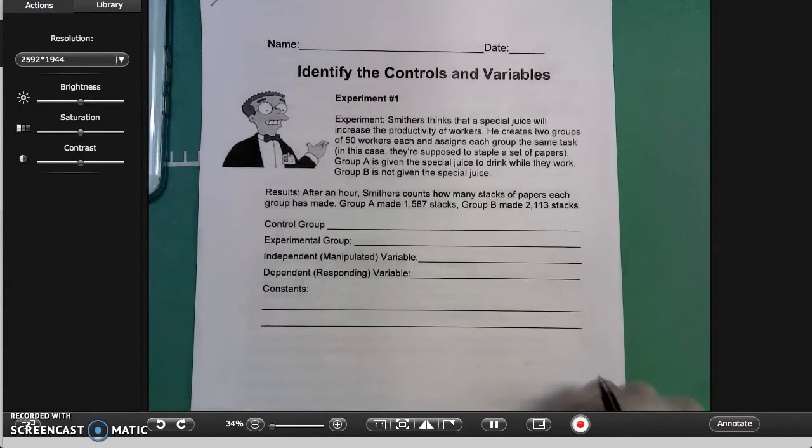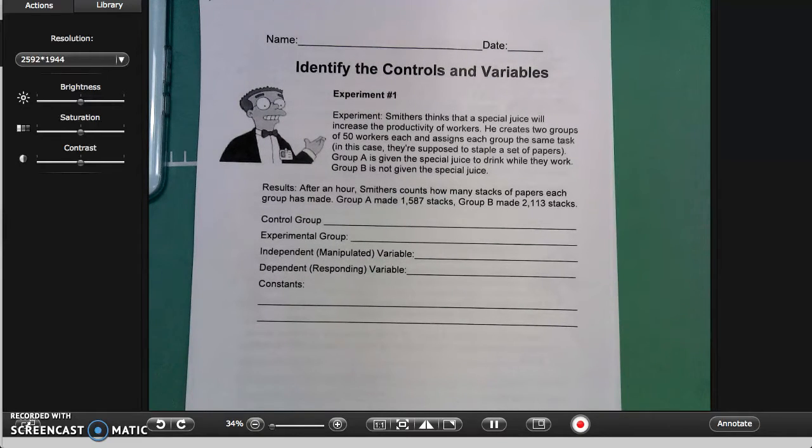So for experiment 1, Smithers thinks that a special juice will increase the productivity of workers. He creates 2 groups of 50 workers each and assigns each group the same task. So in this case, they're supposed to staple a set of papers. Group A is given special juice to drink while they work. Group B is not given the special juice. And after an hour, Smithers counts how many stacks of paper each group has made. Group A made 1,587 stacks. Group B made 2,113 stacks.